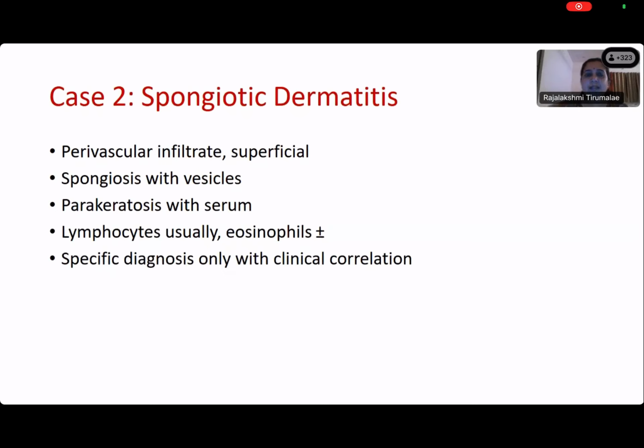And like you rightly said, it is acute because you're seeing that there are not much changes in the stratum corneum. You're still seeing the spongiotic vesicles. You're seeing the parakeratosis with the serum and mostly lymphocytes. And contrary to what we commonly believe, eosinophils are not very necessary for the diagnosis of allergic contact dermatitis. Yes, right? So they may not be there. So it could be just lymphocytes.